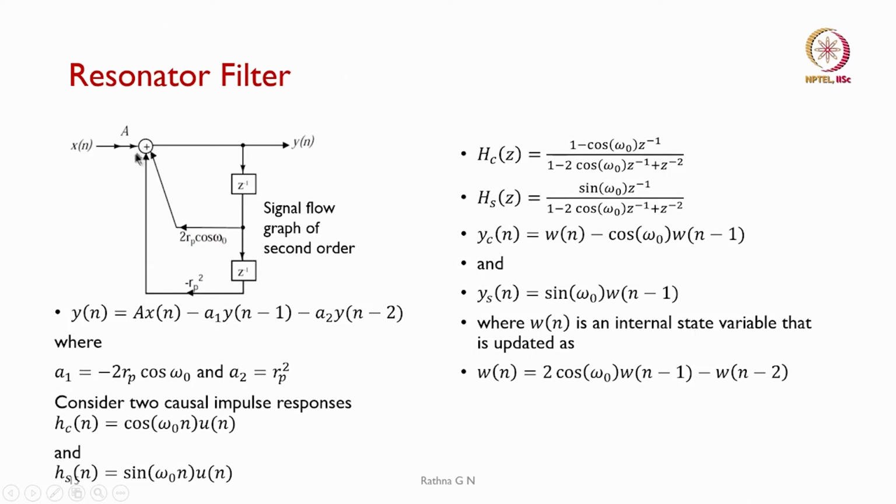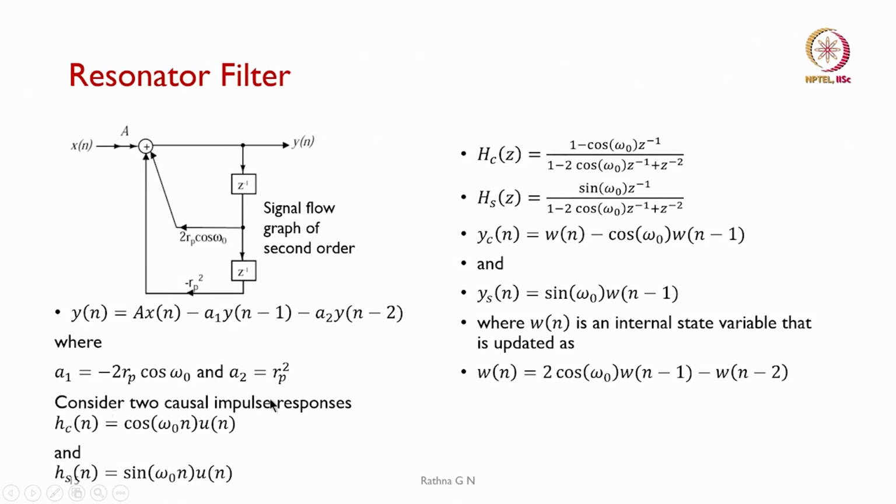So, which are fed into my adder and y of n is the output. So, we say that this is the signal flow graph of our second order section. So, what will be y of n if I consider this is the filter? As the name says, it is a resonator filter, I will comment on it in a while. This is a into x of n minus a1 into y of n minus 1 minus a2 into y of n minus 2. So, where we have a1 is equal to minus 2 Rp cos omega naught, and a2 is Rp squared.